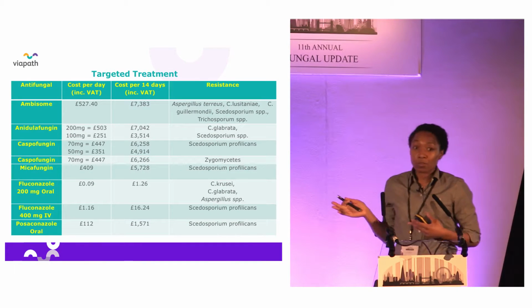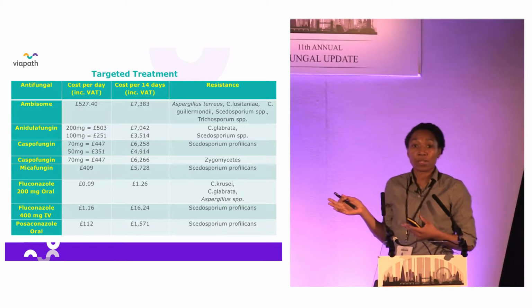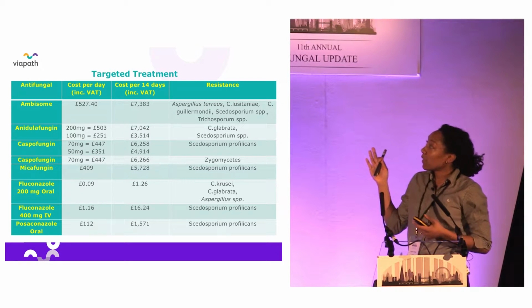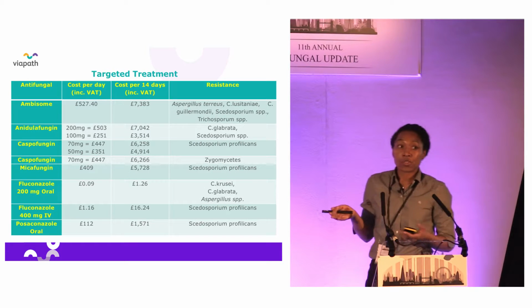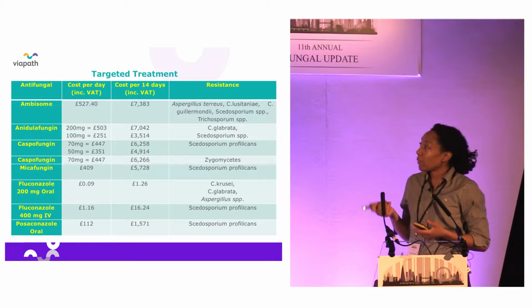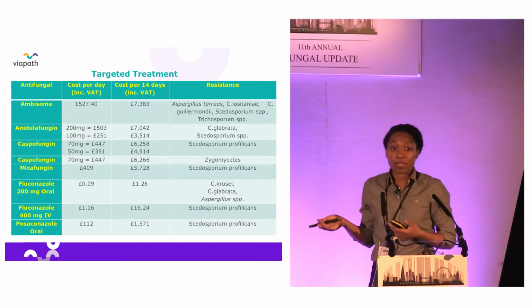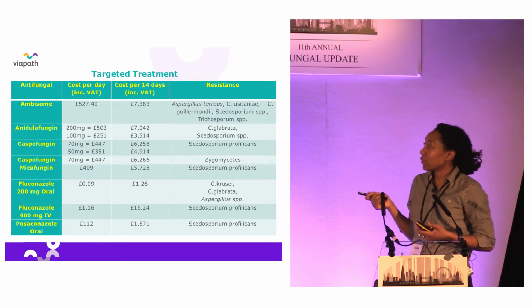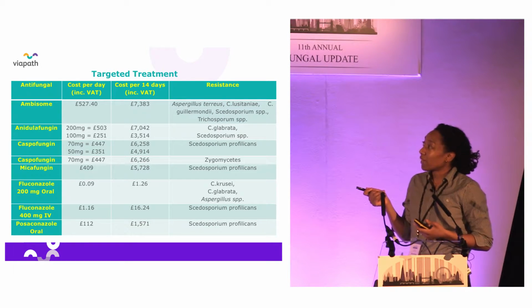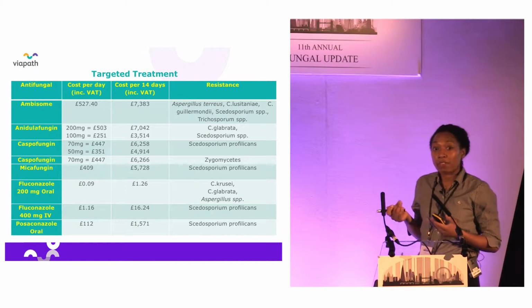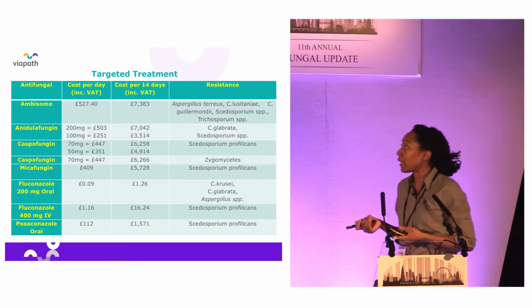So if I review the table that I showed earlier and include the resistance column, this is by no means a reflection on the antifungals themselves. It's more to show that when we're using pan-fungal assays, for example, they don't actually tell us what organism we're dealing with. Therefore, it's difficult to know whether the antifungal will be effective in treating that patient.